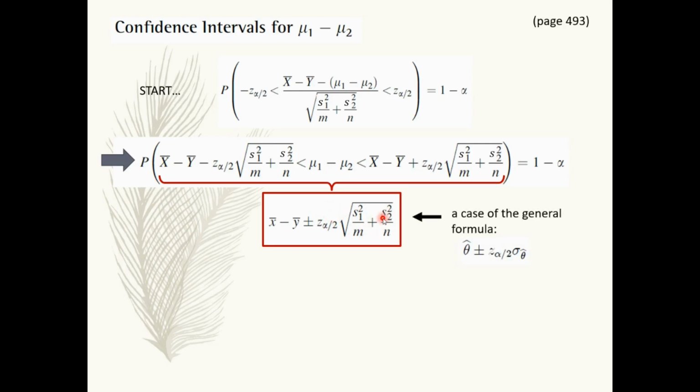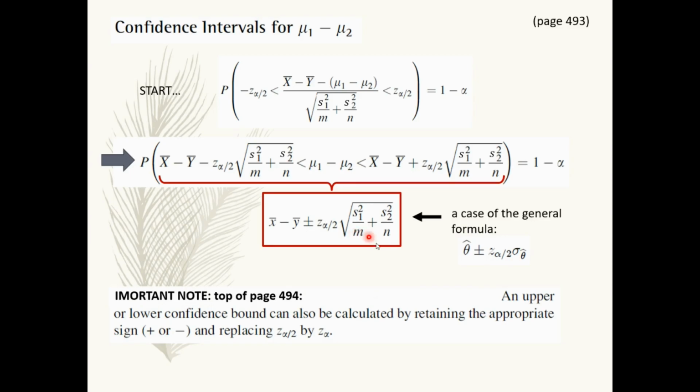And this is actually a case of the general formula for a confidence interval. So you'll see you have your theta hat, which is x bar minus y bar, and then it's plus minus your critical value, and then this is your standard error. So remember, standard error is just another way of saying variance of your statistic or your estimator, which is x bar minus y bar. So that's where this comes from there.